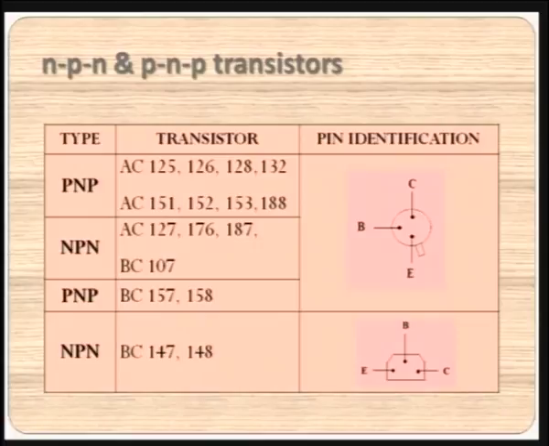To give an example, a few PNP and NPN transistors are represented. This is one series, AC125, AC126, it is called the AC series, 128, 132, like that. All these transistors are PNP transistors, and we should not think that if it starts with AC, then it is a PNP transistor. It is not so. Even in NPN transistors there is an AC series, the AC127, 176, 187, all these are NPN transistors. And here we have the BC series, BC107 is an NPN transistor. At the same time, BC157 is a PNP transistor.